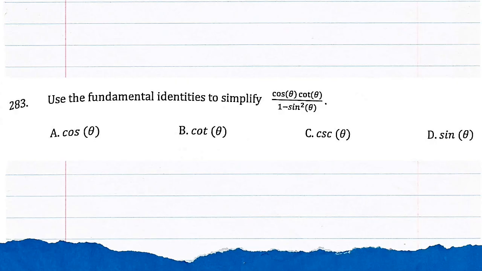To solve, let's simplify. What identity can we use first? So we see 1 minus sine squared theta. Does that look familiar? Yes, that equals cosine squared theta. Now, rewrite cotangent theta. What is cotangent theta? That's cosine theta over sine theta.